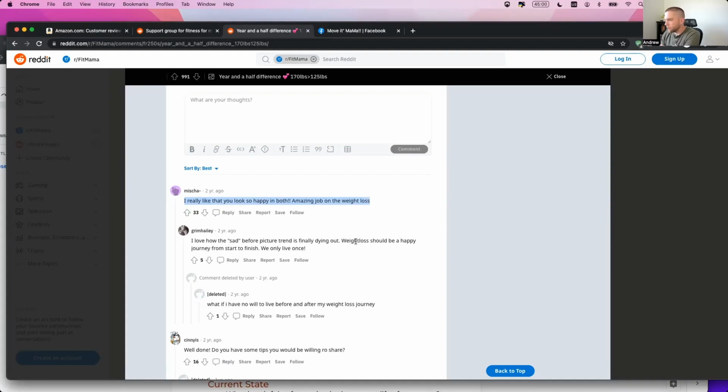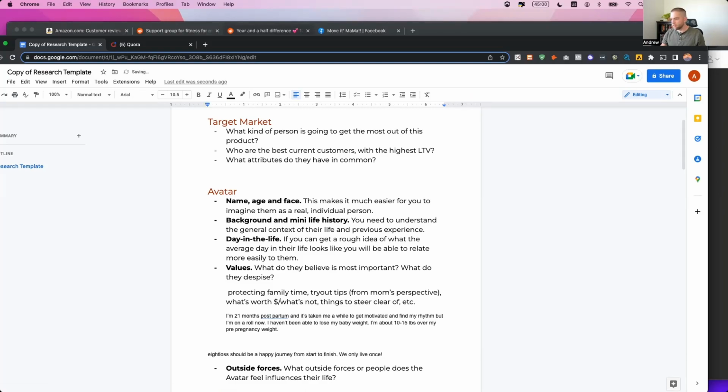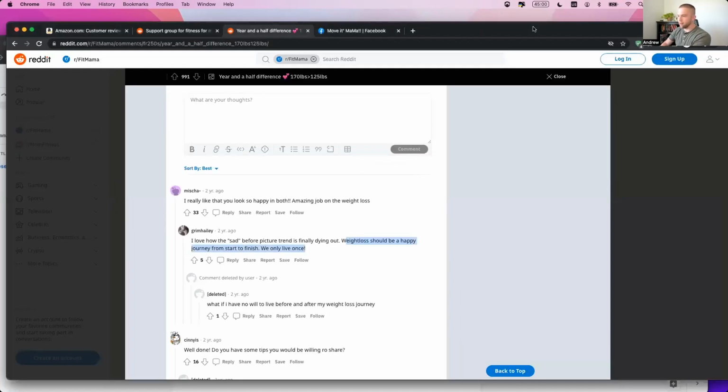So look at this. "I love how the sad before picture is dying out. This is something they might like about it. Weight loss should be a happy journey from start to finish. We only live once." Okay, bingo. This is key. We're going to put this inside of values as well. We've now identified a key important value. If we start talking about this, when it comes to our solution, if we make sure that the solution is happy, then they're going to be a lot more like, oh, this is great. I want to be happy the whole time, right?